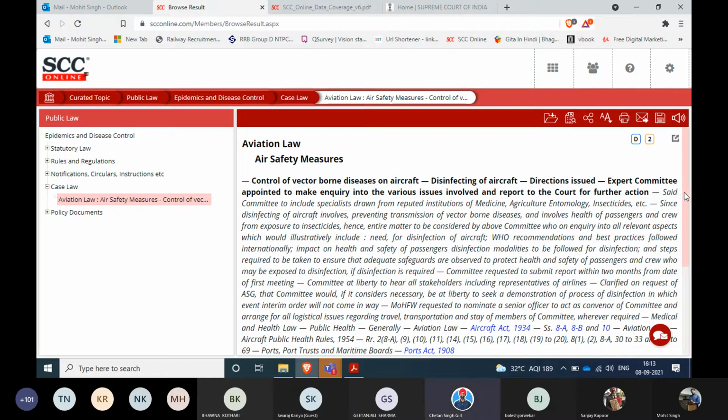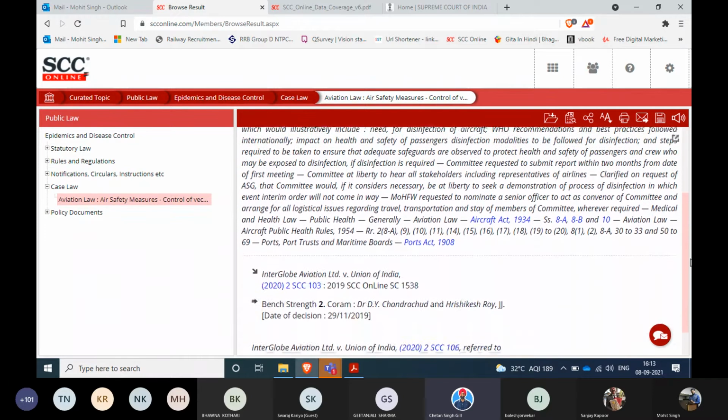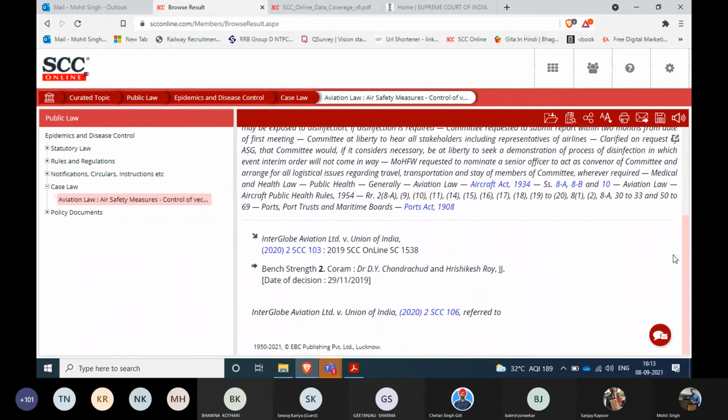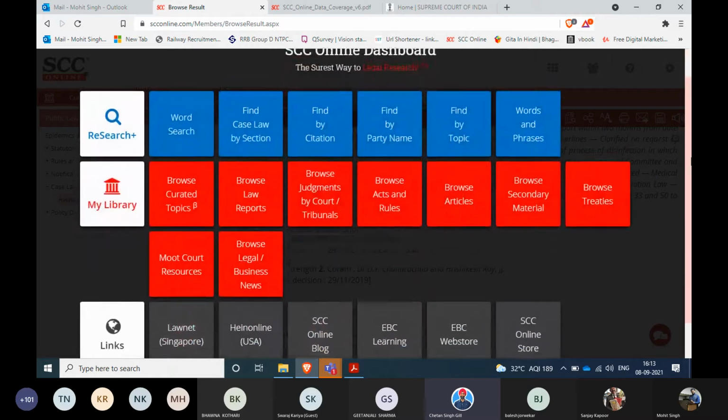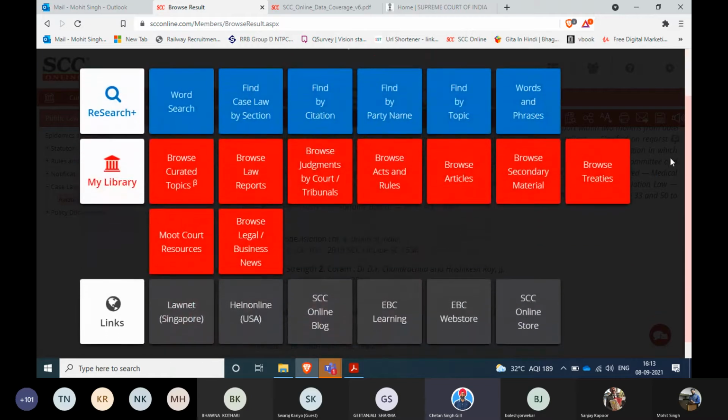So this will come in handy as and when you're looking over various topics and you want to see information from various heads, not only judgments, but various other sectors. Please come to browse credit topics. Now that's all been talked about. Let's, Mohit, go back to the search. We have other things. We have also moot court resources. We will talk about this later. I will request Mohit to do that later in the section of this session.